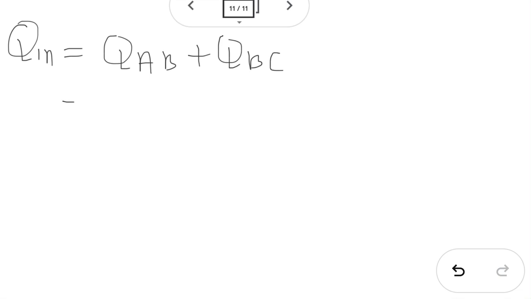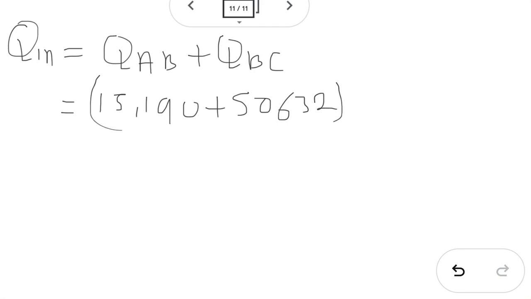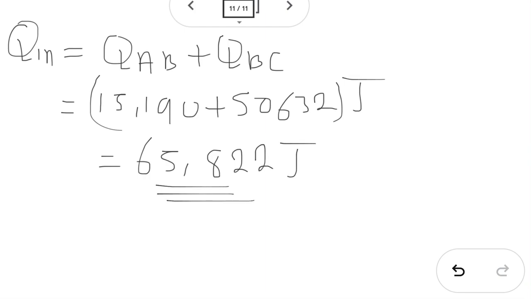So we add the values. We have 15,190 plus 50,632 joules, giving us a total of 65,822 joules. So this is the total heat input for this system.